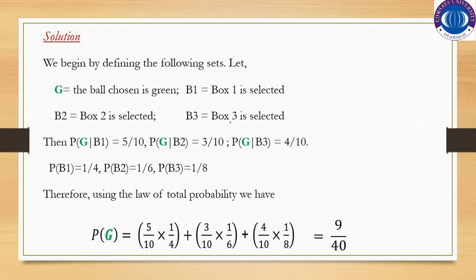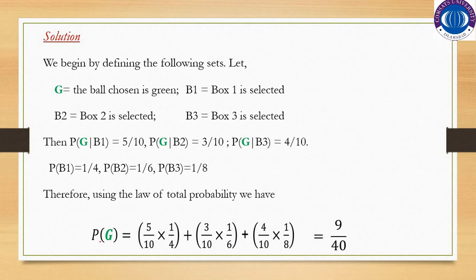As you can see from this explanation, G is the green ball, B1 represents box 1, B2 represents box 2, B3 represents box 3, and the probability of G coming from box 1 is 5 by 10, the probability that a green ball is coming from box 2 is 3 by 10, and the probability that a green ball is coming from box 3 is 4 by 10. The selection probability of box 1 is 1 by 4, box 2 is 1 by 6, box 3 is 1 by 8. You have to find the probability that a green ball will come.